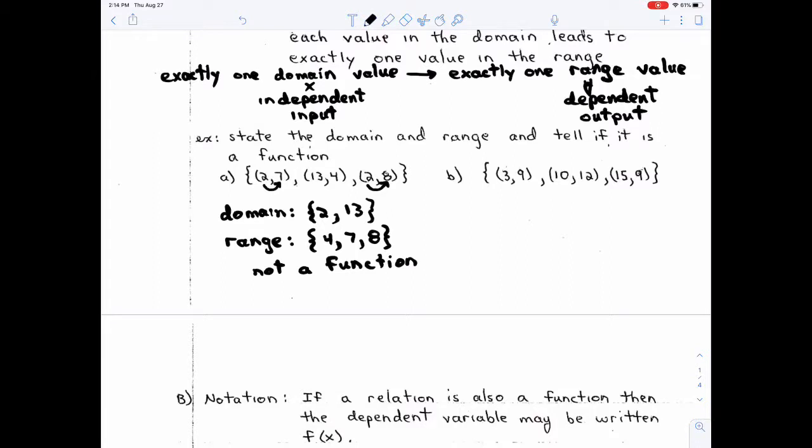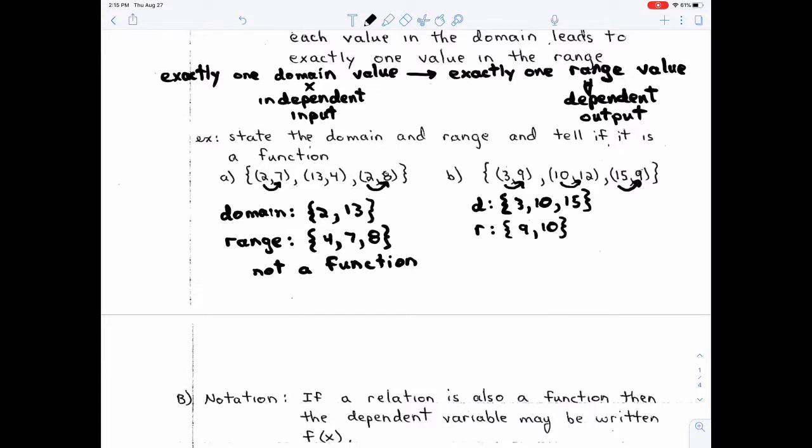Now let's take a look at the domain for part B. That would be 3, 10, and 15. Let's look for the range. That would be 9 and 10. Is this thing a function? Well, when x is 3, what's y? 9. Is it ever anything else? No. When x is 10, what's y? 12. Is it ever anything else? No. When x is 15, what's y? 9. Is it ever anything else?